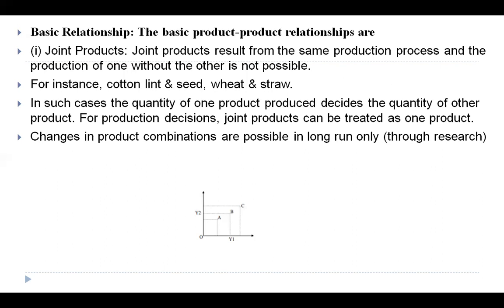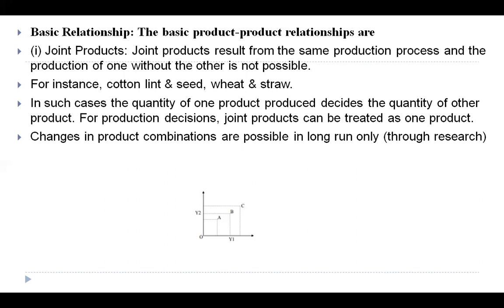In such cases, the quantity of one product produced decides the quantity of the other product. Very important point. And for production decision, joint product can be treated as one product. Changes in product combinations are possible in the long run only, not in the short run. So if we have to change, then under which production period does the change come? Long run production period.